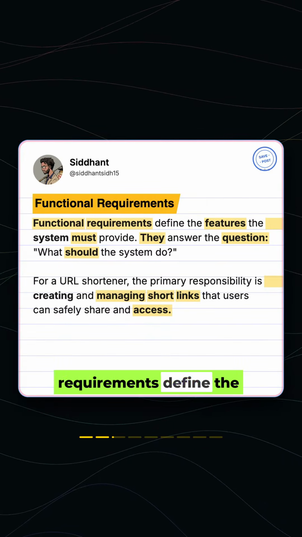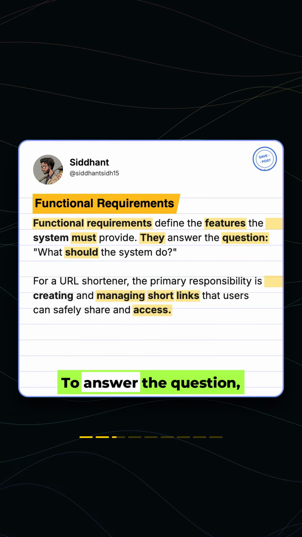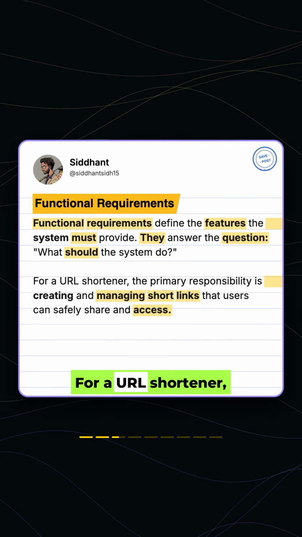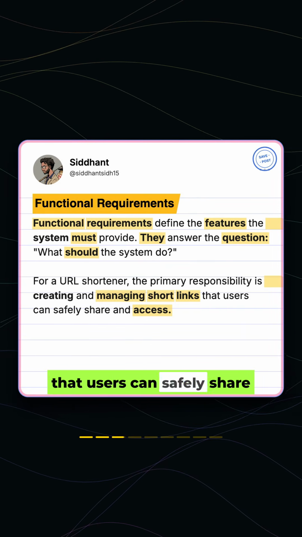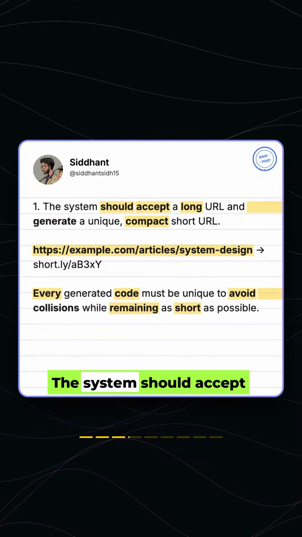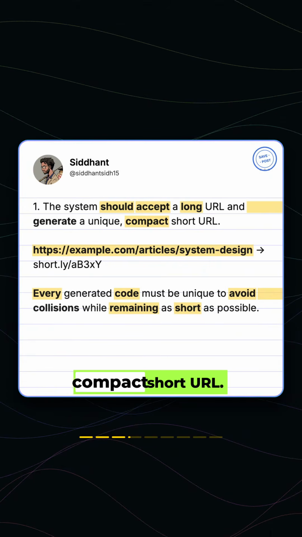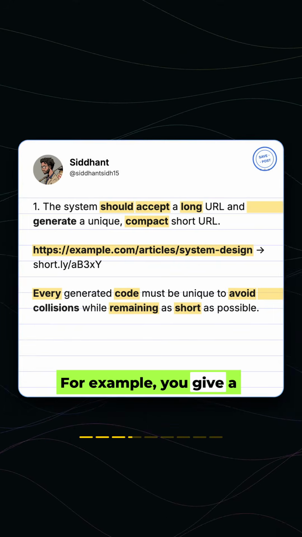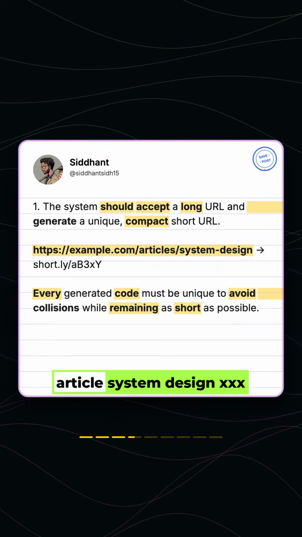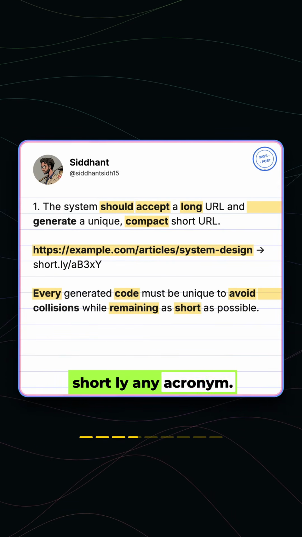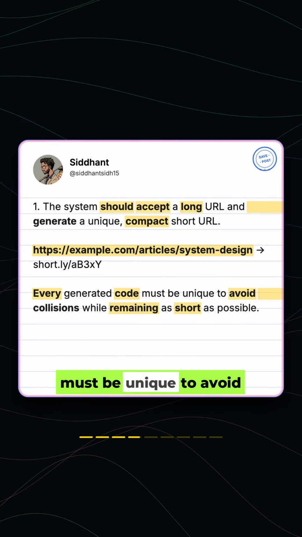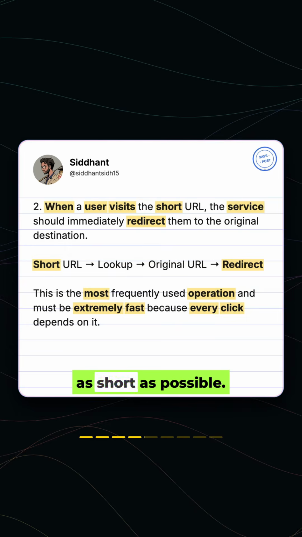The functional requirements define the features the system must provide. They answer the question, what should the system do? For a URL shortener, the primary responsibility is creating and managing short links that users can safely share and access. The system should accept a long URL and generate a unique compact short URL. For example, you give a very long example.com/article/system-design/xxx, and that should give you a short.ly/any-acronym. Now, every generated code must be unique to avoid collisions while remaining as short as possible.